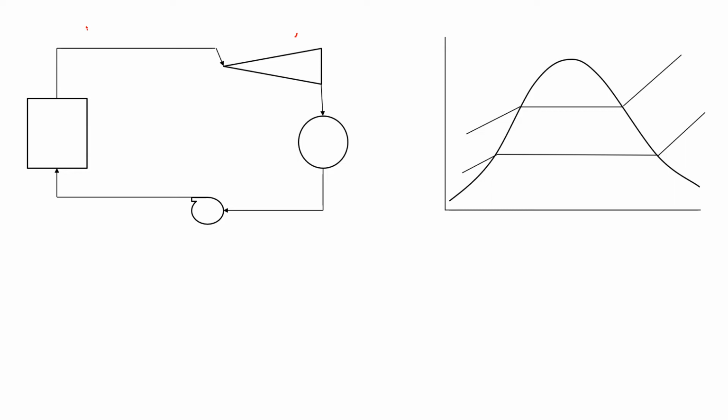We have here the condenser. So we have the turbine, we have the pump, the boiler.